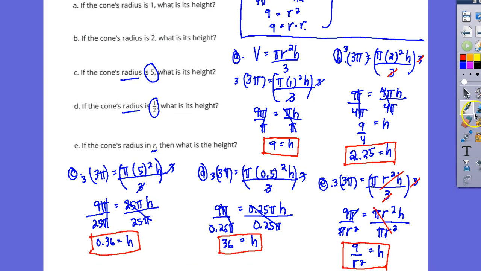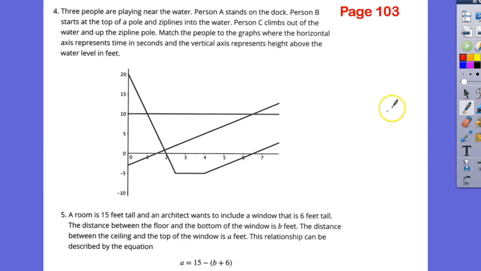Okay, next. All right, problem number 4. This is a long problem. Let's read it. 3 people are playing near the water. Person A stands on the dock. Person B starts at the top of the pole, and zip lines into the water. Person C climbs out of the water and up the zipline pole.